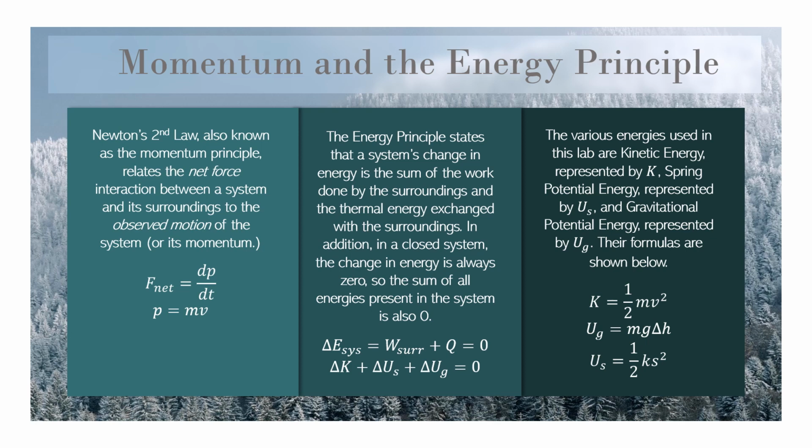Newton's second law, also known as the momentum principle, relates the net force interaction to the observed motion of a system, and it's used for iteration. The energy principle states that a system's change in energy is equal to the work done by the surroundings plus the thermal energy exchanged with the surroundings. In addition, in a closed system, the change of energy is always zero. So the sum of all the different energies present in the system is also equal to zero.